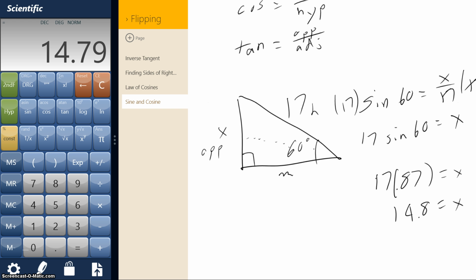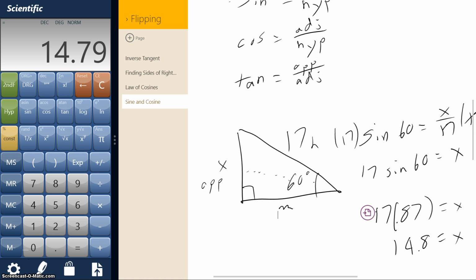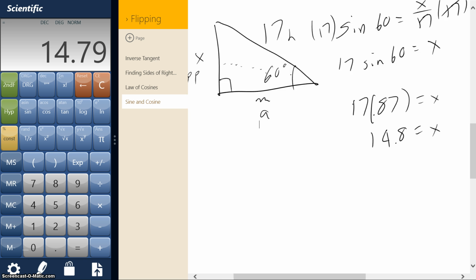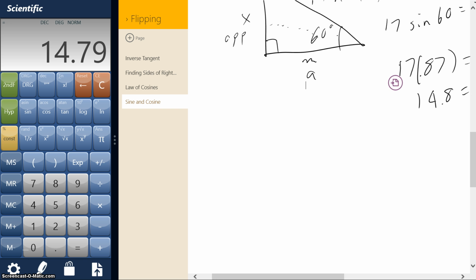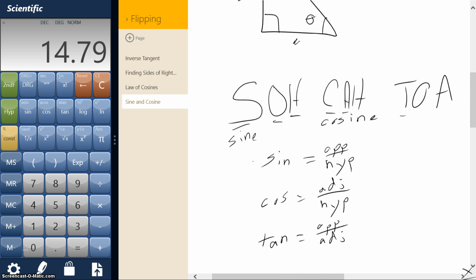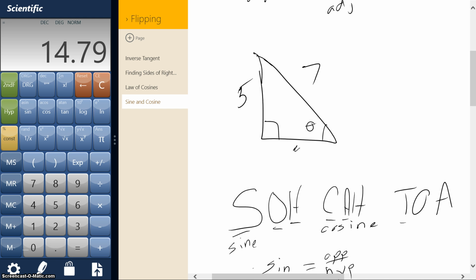We can do the same thing with cosine, except cosine, you're just going to be using your adjacent and your hypotenuse. You don't need your opposite involved in that one at all. And just like we used inverse tangent, we can do inverse cosine and sine as well.